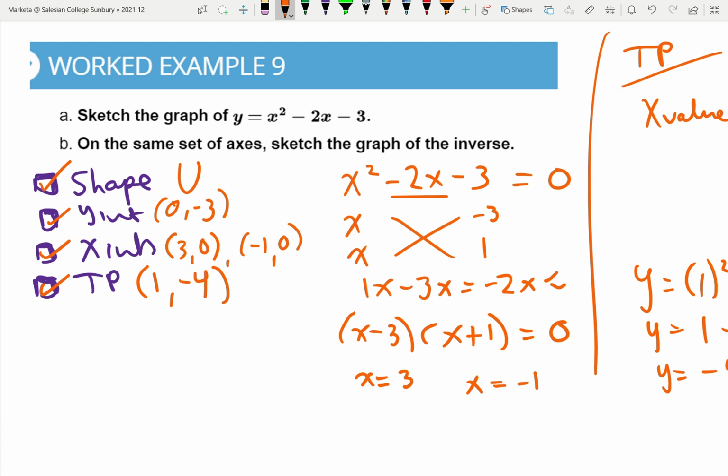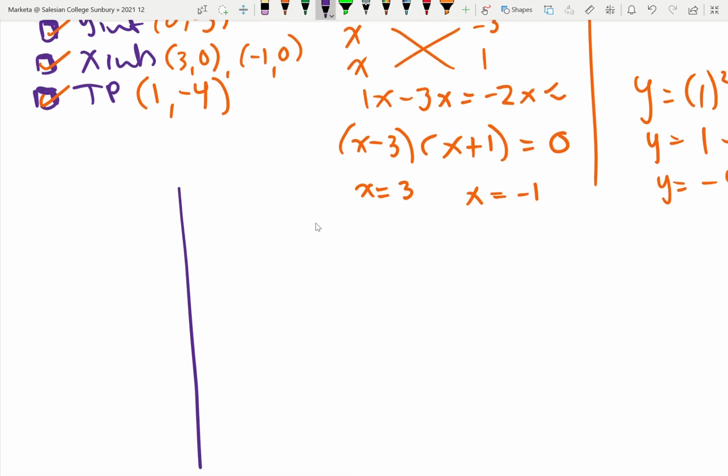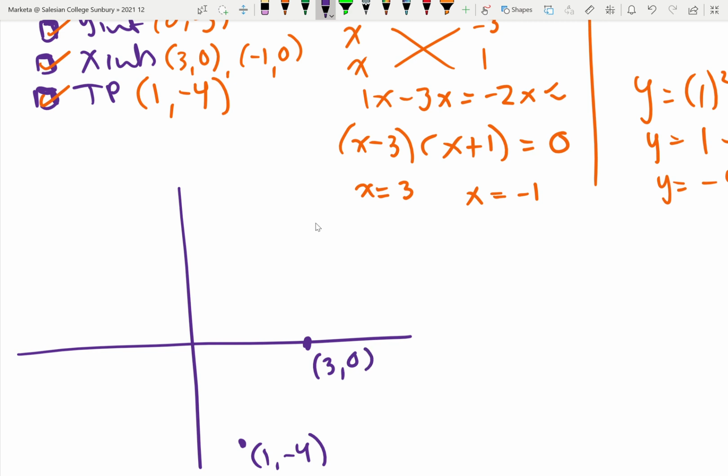So they're asking us to sketch that, so we've got all the information we require. I will sketch that. So our turning point at 1, -4, I'll pop that here. And the x-intercepts at 3 and -1, 0. Notice how I'm putting all my important features in coordinates. The question is never going to say don't do coordinates, but it may well say do coordinates. So if you just always do coordinates, you're never going to be wrong.